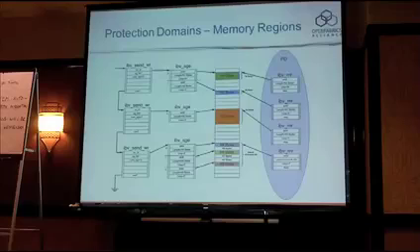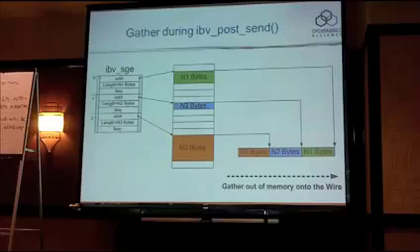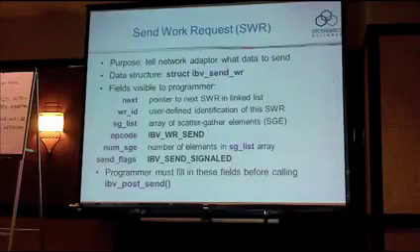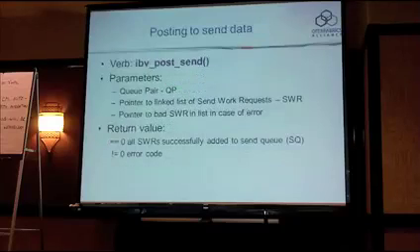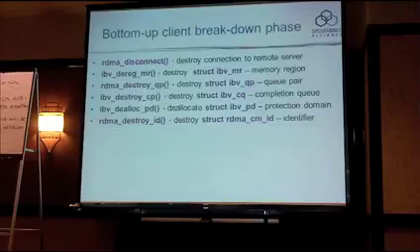So this just goes into memory regions and protection domains. Then we're showing how things, once they're in the scatter-gather element, get out on the wire. And then we actually walk through a particular send-work request. Here's all the structures and the data elements in that, and how to post a send. And then we go back through the breakdown, how to get back out of everything that you've done.